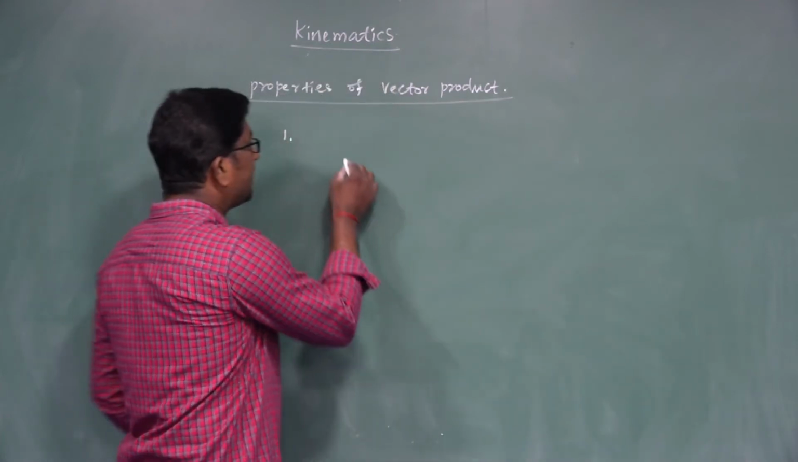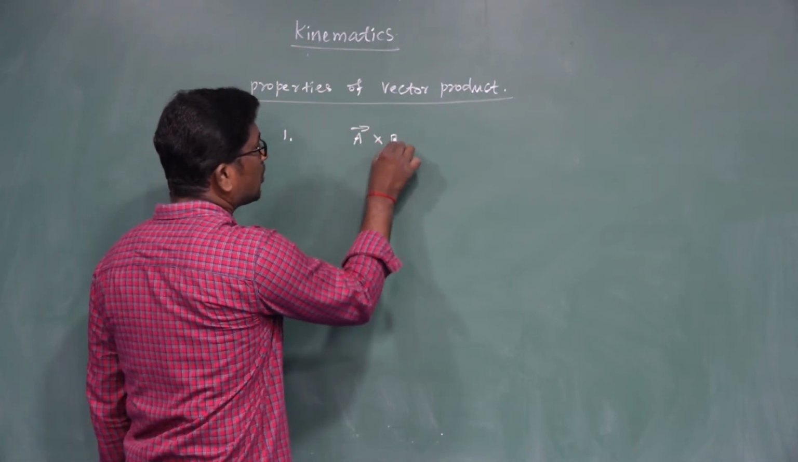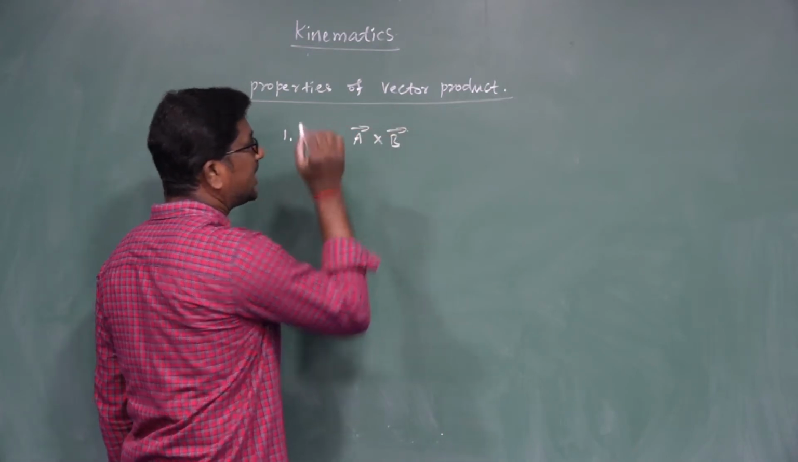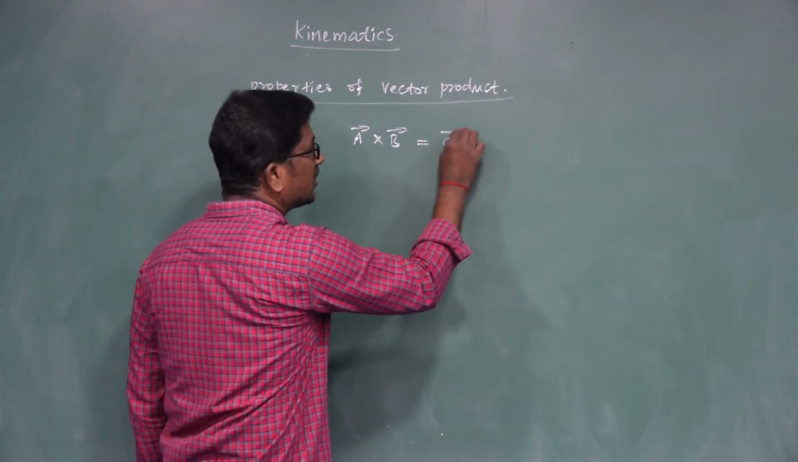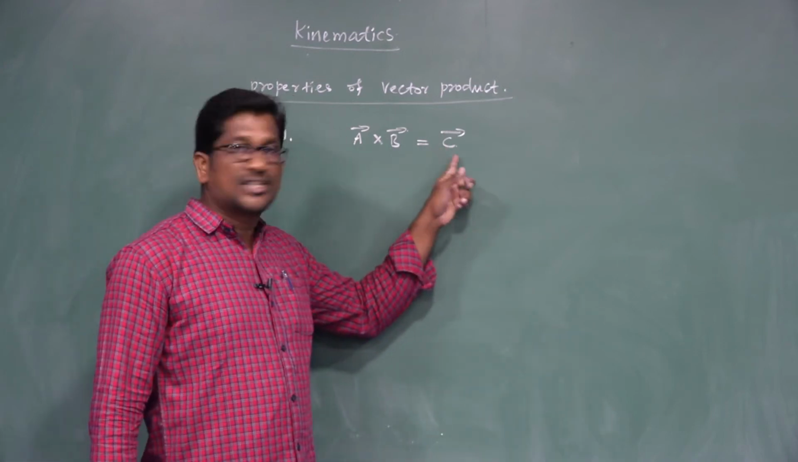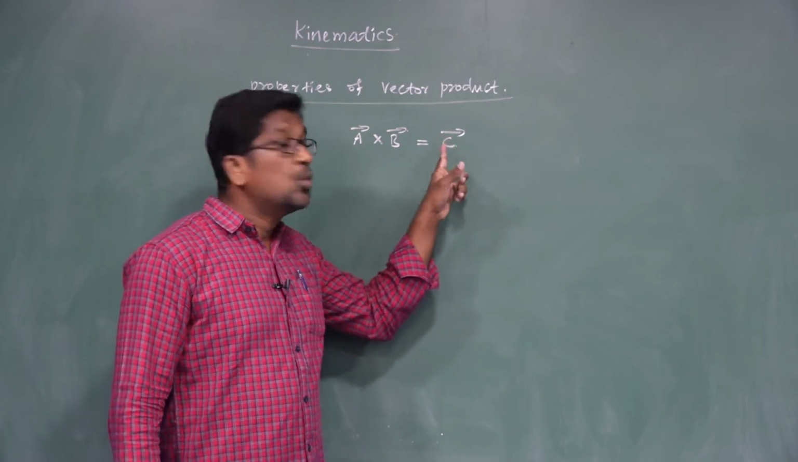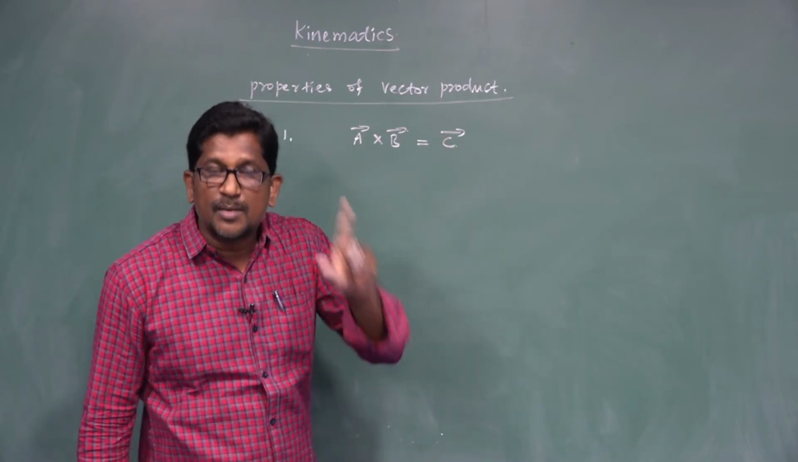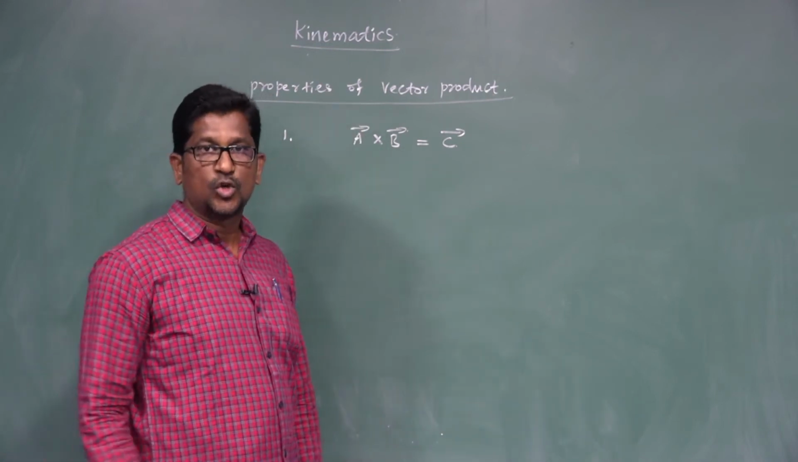For example, A vector and B vector are two vectors. Their cross product or vector product is represented by A vector cross B vector. Their product always gives another vector, suppose C vector, whose direction is always perpendicular to the plane containing A vector and B vector.